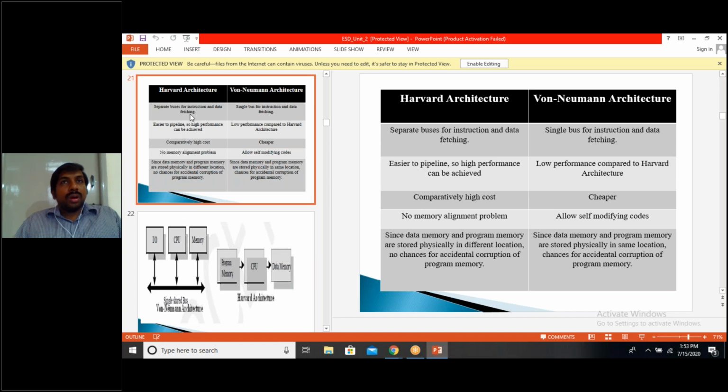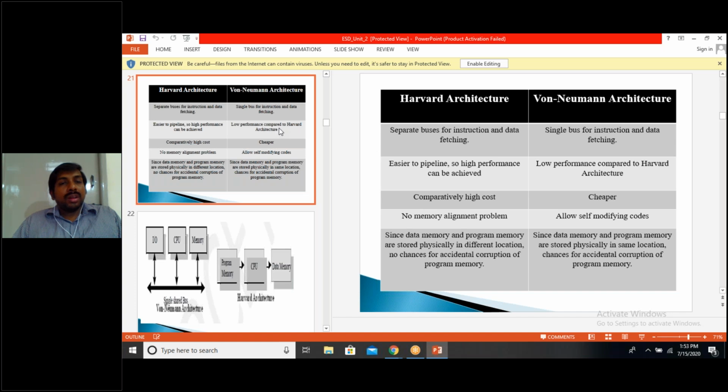So once you want to execute an instruction, you are going to fetch the instruction, then you are going to fetch the data. If these are done by a single bus, it is called von Neumann architecture. If you are using a separate bus, it is called Harvard architecture. Because you are using a separate bus, we follow pipelining and performance speed is increasing.